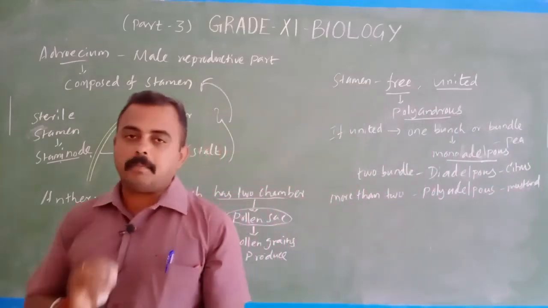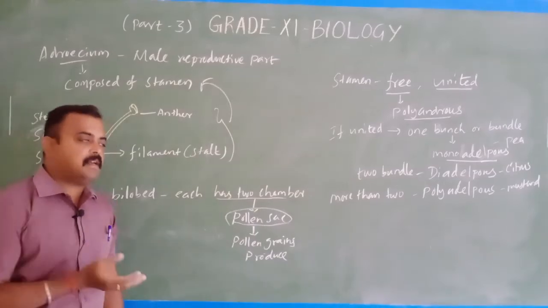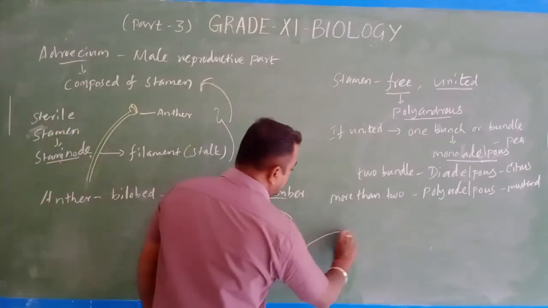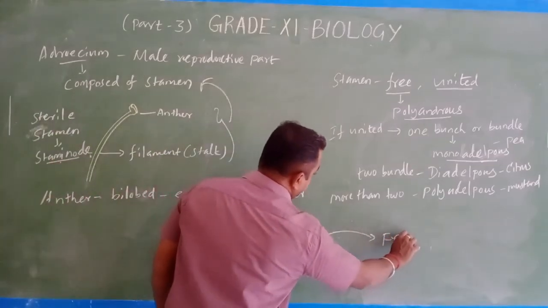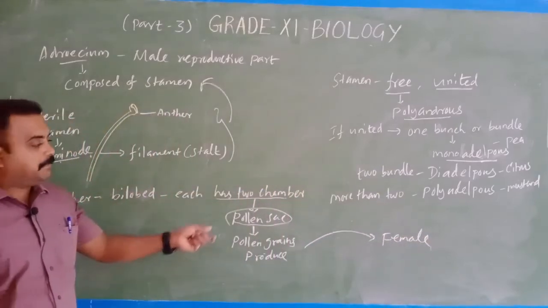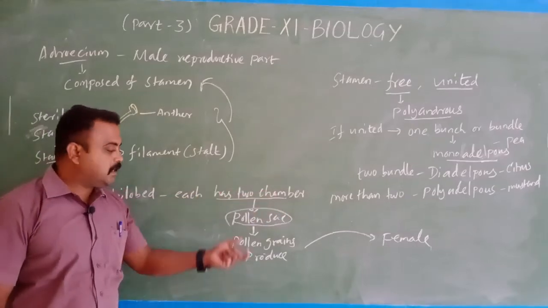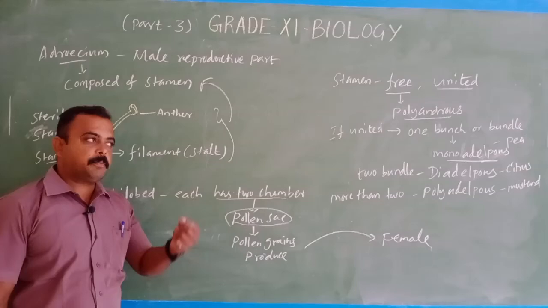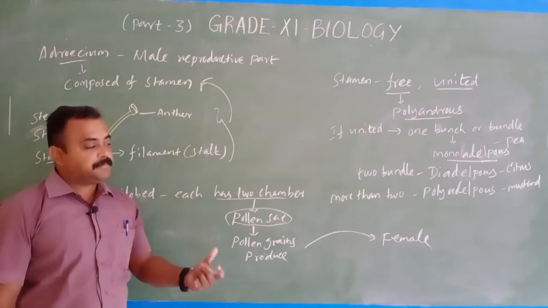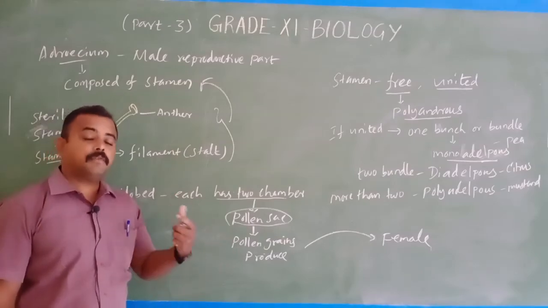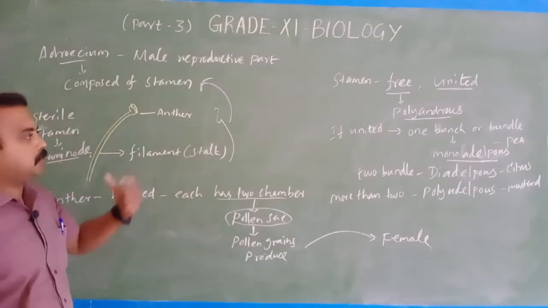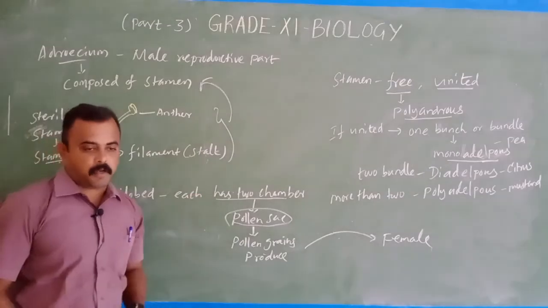It is the male reproductive part. From the male reproductive part only the pollen grains are produced. The pollen grains are transferred to the female part, that is the Gynoecium. When the female part receives the pollen grains, what happens? A pollen tube is formed, then fertilization happens, then the ovary becomes fruit and the ovule becomes seed. Next we will talk about the Gynoecium, the female reproductive part.